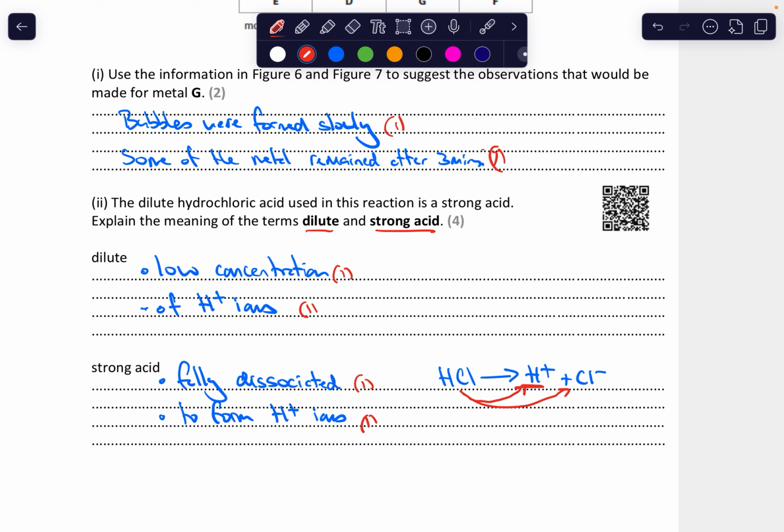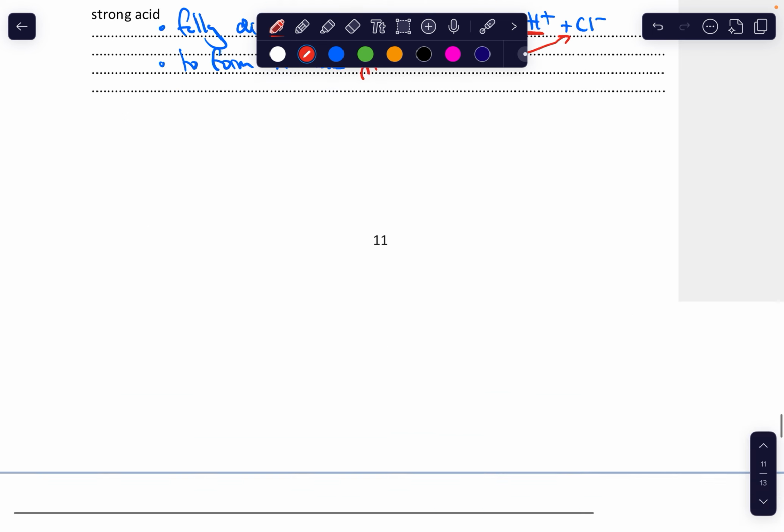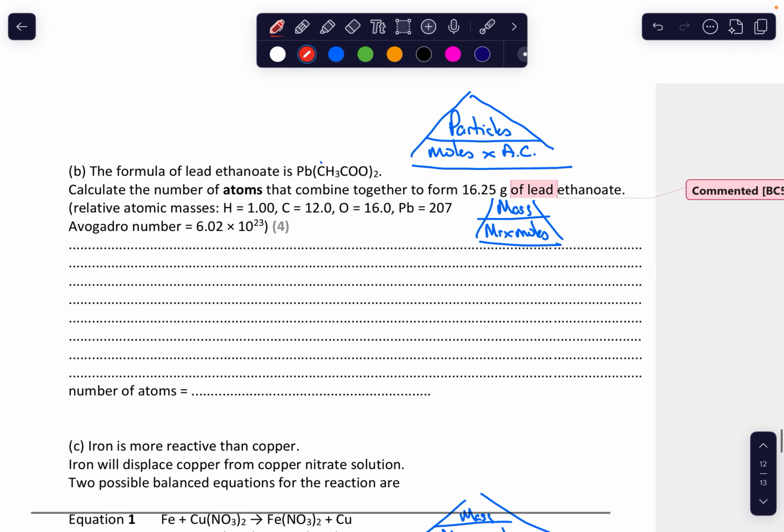Okay, next little bit. Here it says we've got a formula of lead ethanoate. Calculate the number of atoms that combine to make 16.25 grams of this material. Wow. Okay, so it's worth 4 marks. We know it's going to be a big calculation to do here. Let's start to go through this.